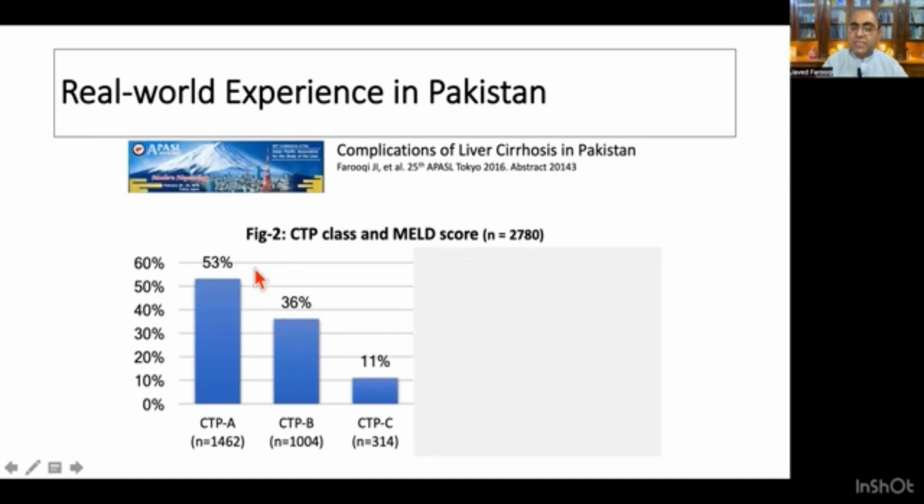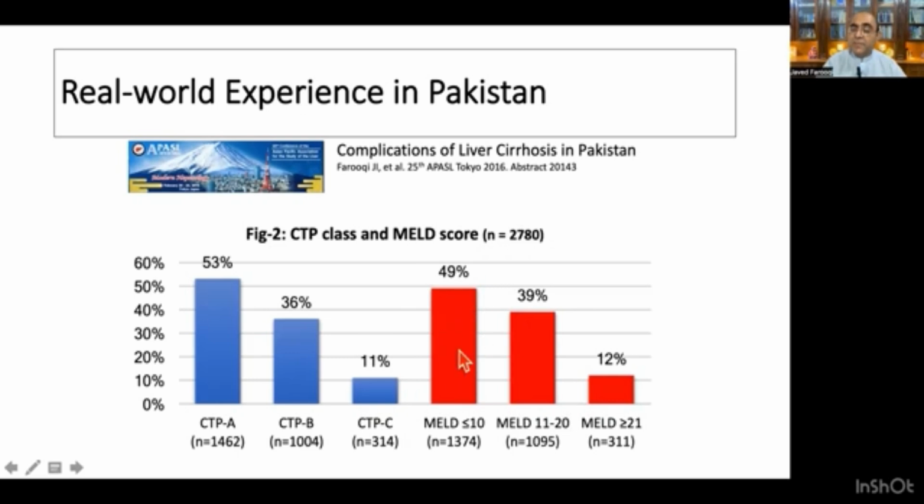And when we see the CTP score, more than half of these patients are in Child class A, while 36% are in Child class B and 11% in Child class C at the time of presentation. It means that most of our patients present in Child class A, and if we apply these primary and secondary prophylactic measures and do proper monitoring over time, probably we can ensure good survival in these patients. And the same is with the MELD score.